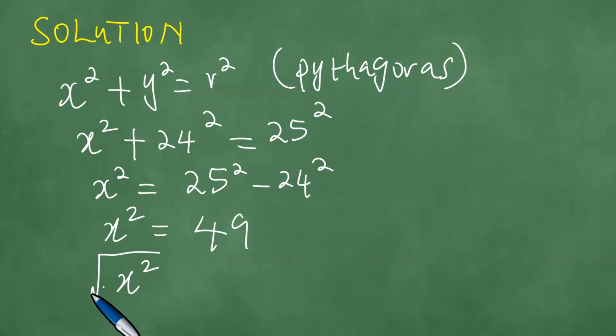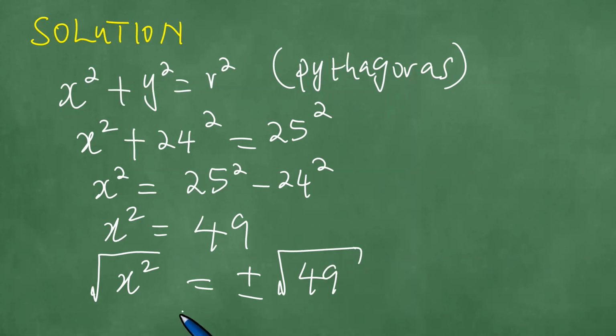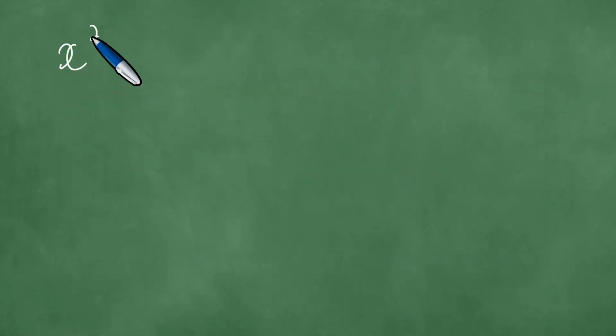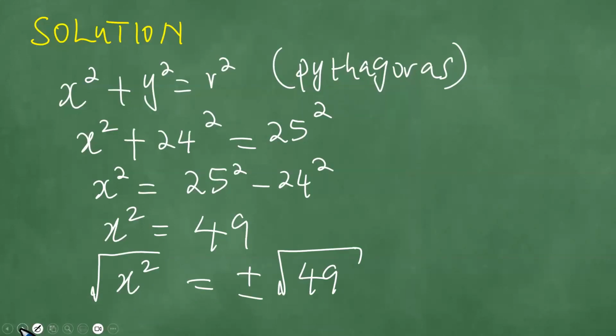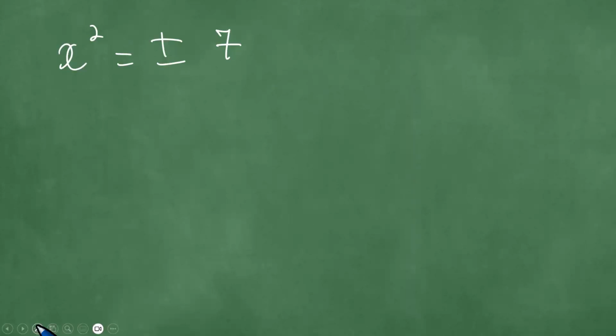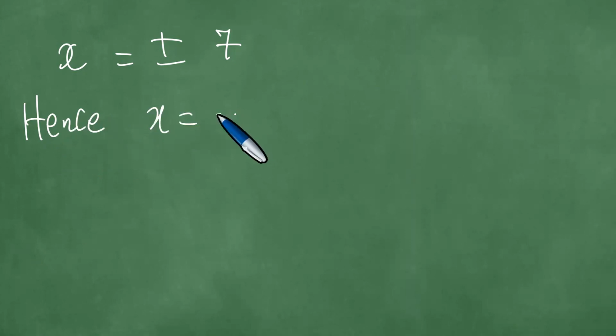So this is x squared, and you have 49, you take the square root on both sides, and now x is plus or minus 7, because the square root of 49 is 7. So there's no square here. Right, and as a consequence, we have that x is minus 7.